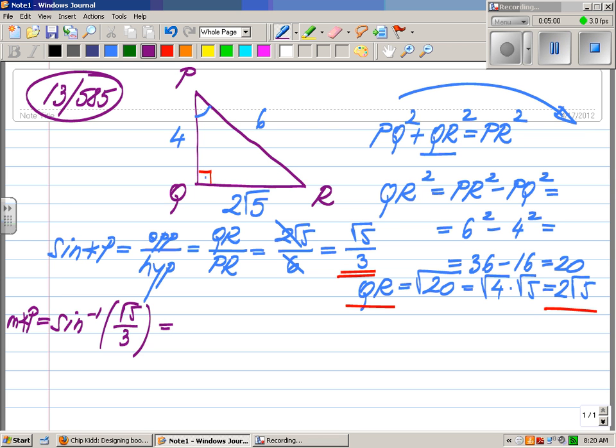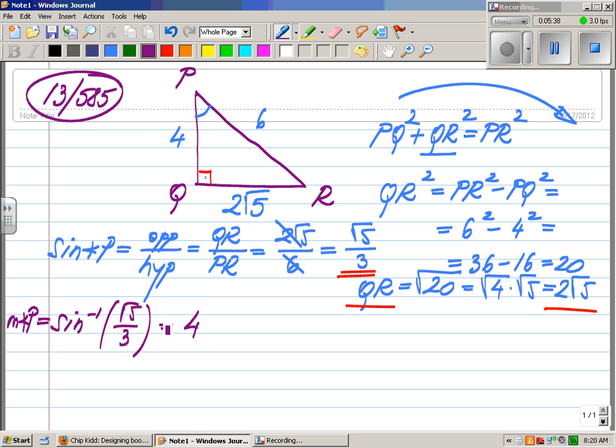Right, let's find it out. Inverse sine of square root 5 divided by 3. What did you guys get? Anybody? Nobody did it? Is it 48 degrees?